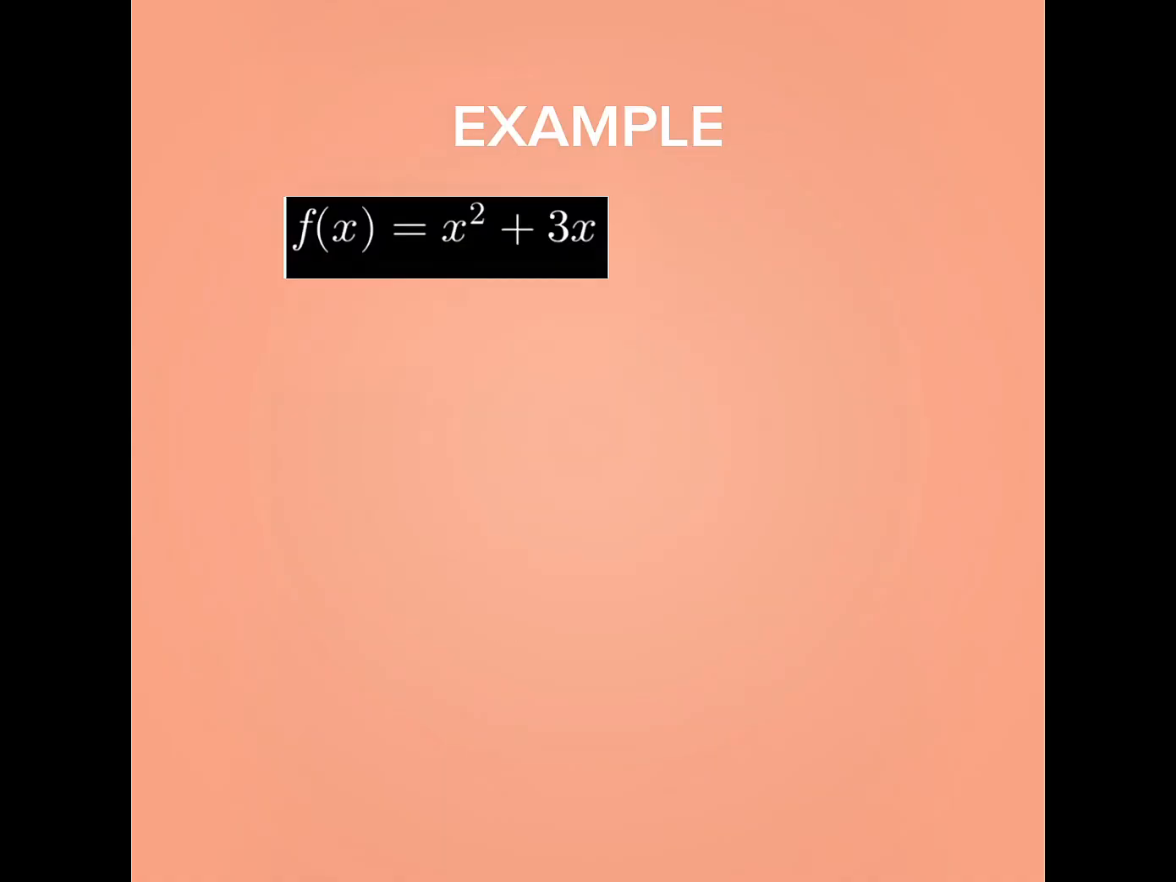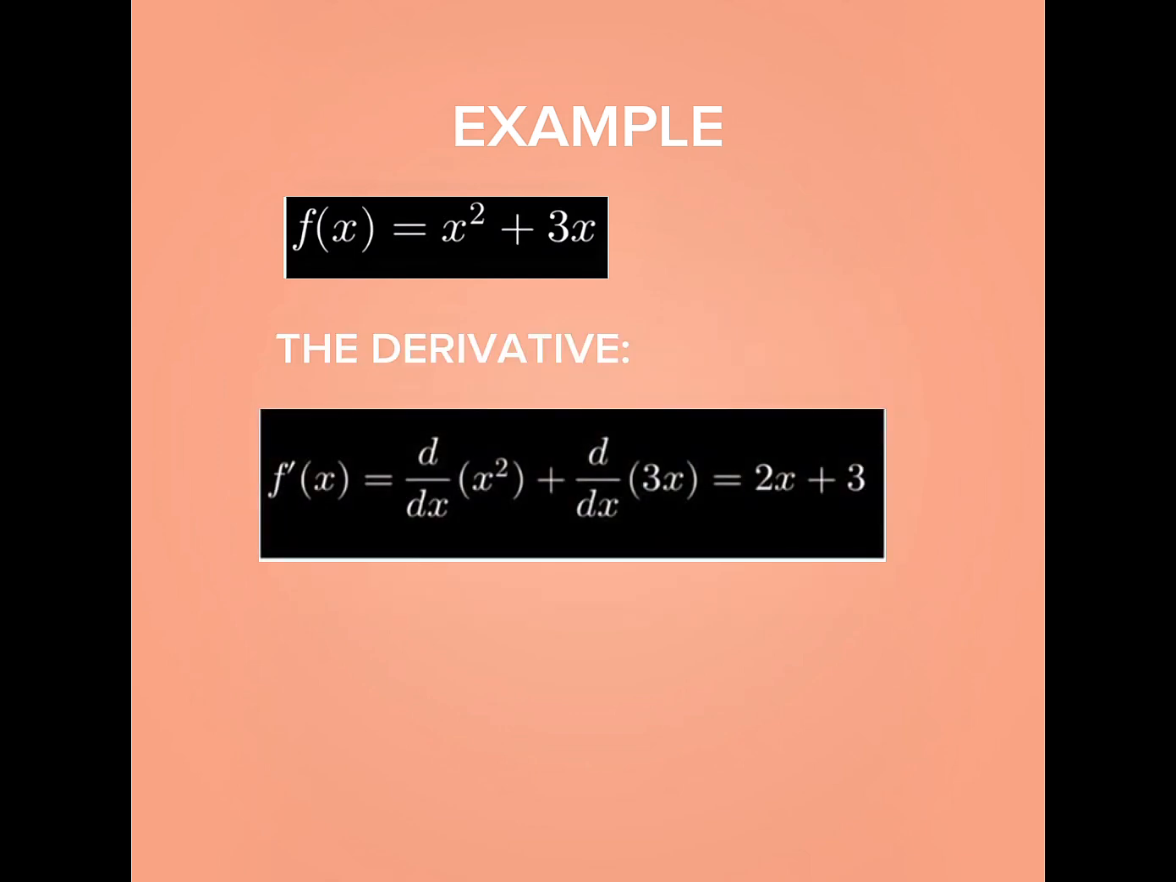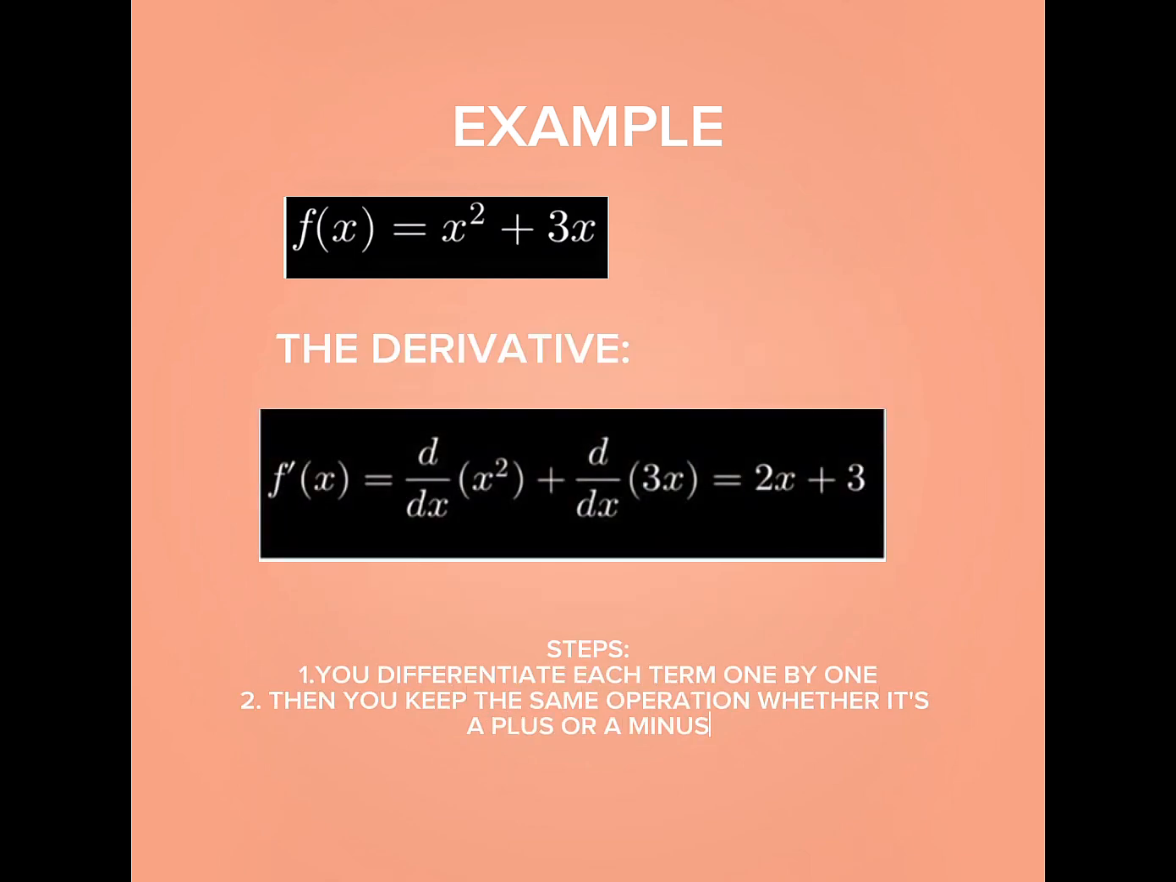Let me give an example. If f(x) equal to x squared plus 3x, then the derivative will be like this. So remember, first you differentiate each term one by one. Next, keep the same operation, whether it's a plus or a minus.